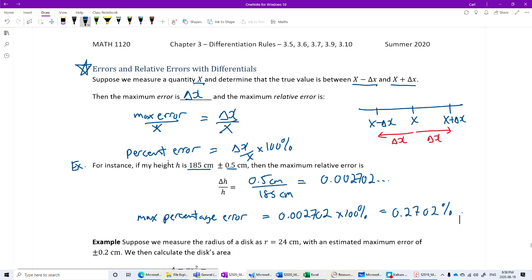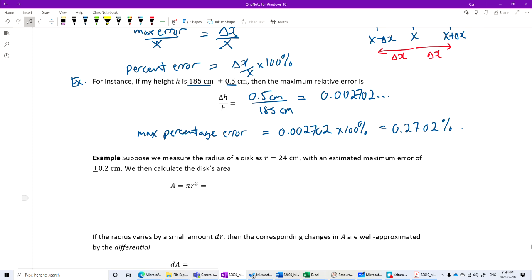Now, where we need differentials is if we measure something and it has an error, and then some other quantity depends on that first one. So for example, maybe the weight of a person depends on their height. And let's say there's a known relationship there. Then if the height is uncertain, then the weight is uncertain too. So how does uncertainty in one variable lead to uncertainty or error in another variable?